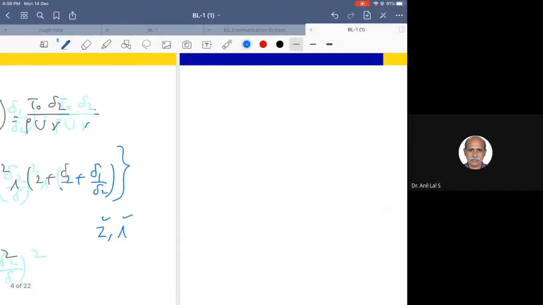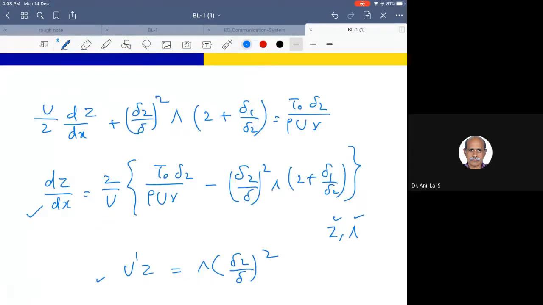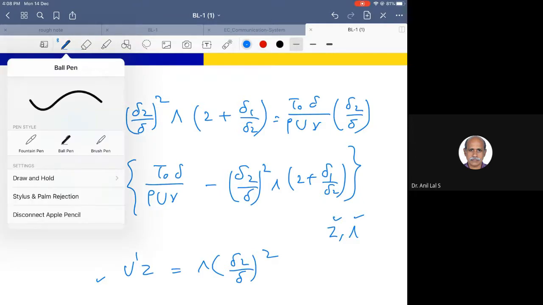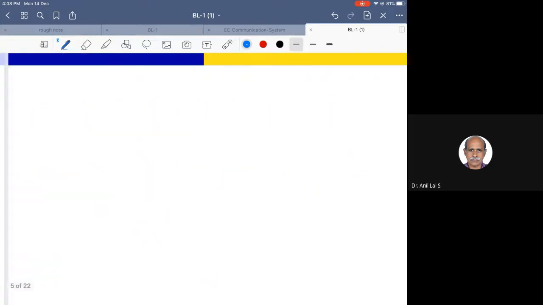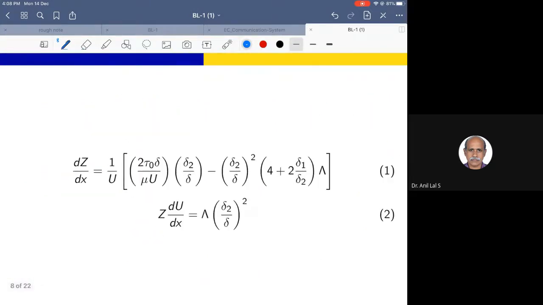Here, one more adjustment is done: tau 0 delta is there, so it is made delta, so that this is delta 2 by delta. So there is a further minor adjustment into delta 2 by delta, and that way it is arranged and that equation is there. This is the second equation, where u dash is du by dx.